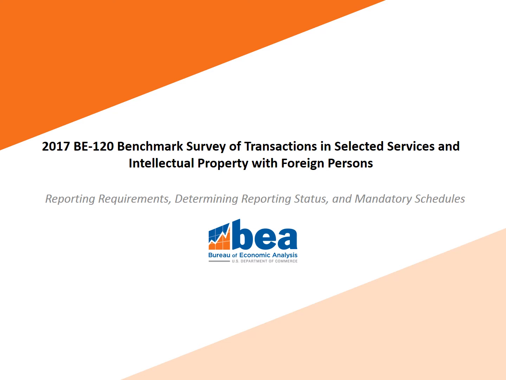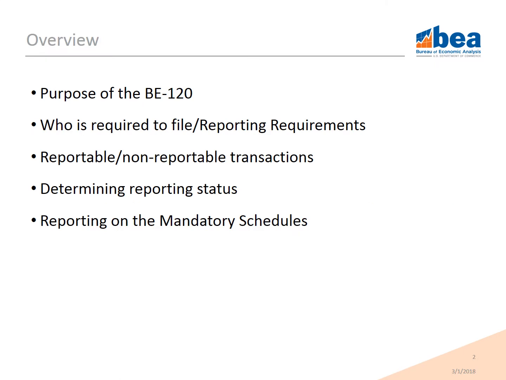This video will provide you with an overview of the basic reporting requirements for the 2017 Benchmark Survey of Transactions in Selected Services and Intellectual Property with Foreign Persons, Form BE-120. The focus of this video is to outline the purpose and reporting requirements of the BE-120 survey, including how to determine a respondent's reporting status and the reportable transactions, and provide a brief overview of how to report transactions on the mandatory schedules.